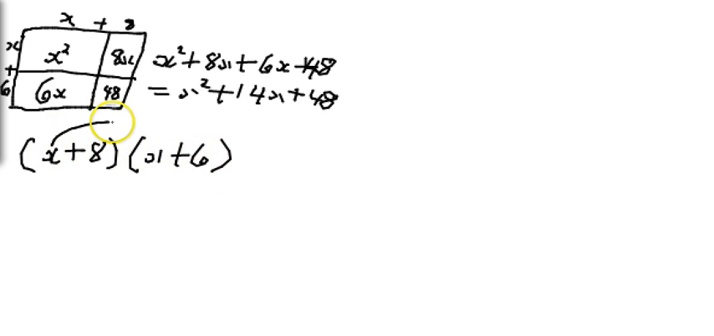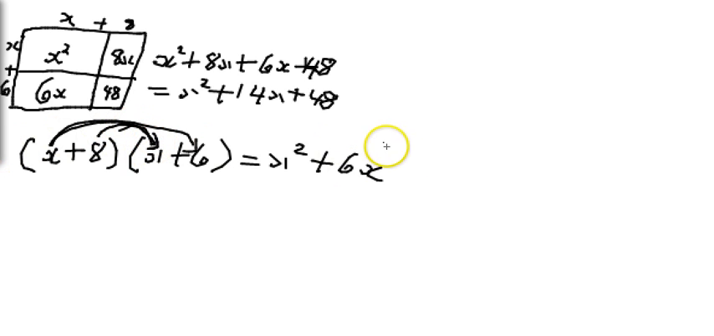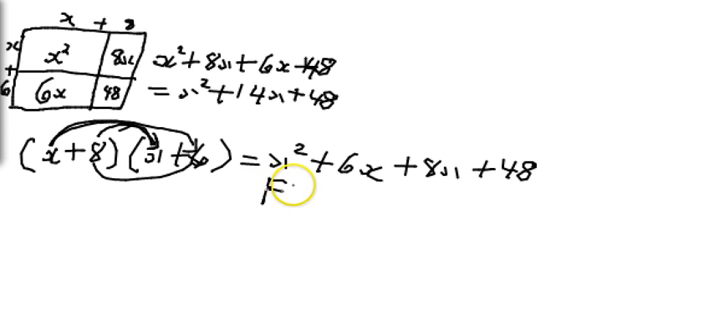First, we want the x squared product, so I'm going to multiply the x times the x, giving me x squared. Then I want the 6x product, so plus 6x. Now I want the 8x product, plus 8x, and last 8 times 6 to give us the 48. So there's a method for memorizing this, and it's called FOIL.